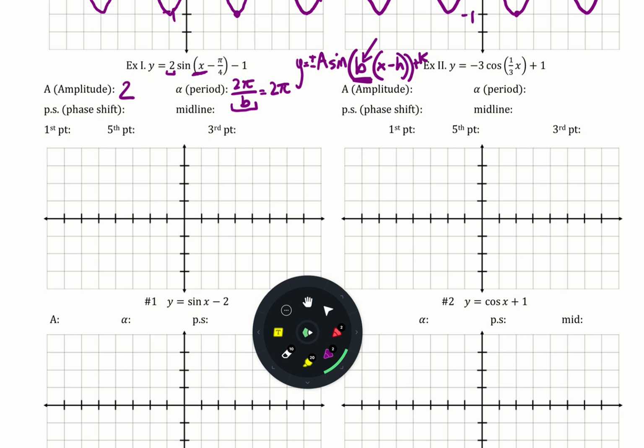All right, phase shift. That's your horizontal shift. As you can see, we have x minus pi over 4. Think about what that means if this is like a parabola or an absolute value or a square root. What does it mean if you have x minus a value? This is going to be a shift to the right pi over 4 units. It's a shift to the right because it's x minus h. And then your midline is your shift up or down. That's going to be -1, so y equals -1. That's your shift up or down.